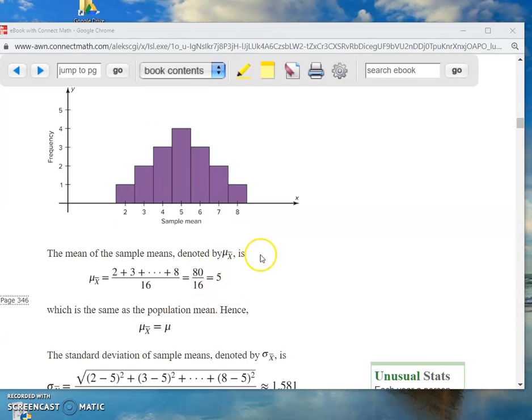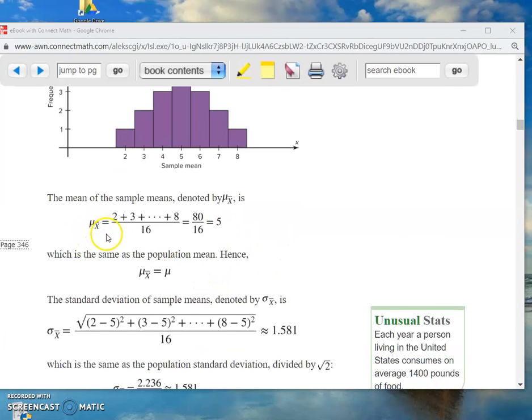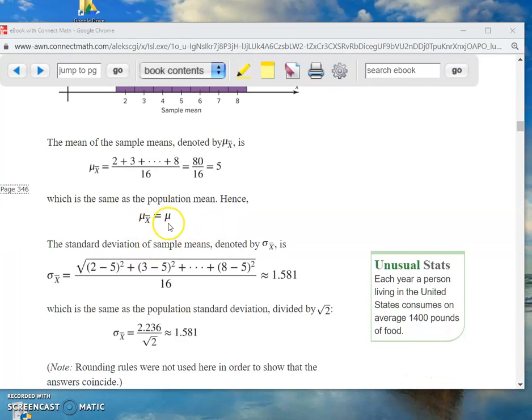And what do we come up with? We come up with 5. So the average, the mu of the X bars, is 5. That's the same as the population mean, and you can verify that. So mu sub X bar is equal to mu.